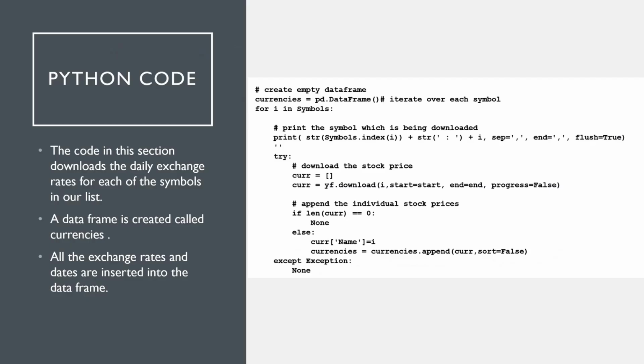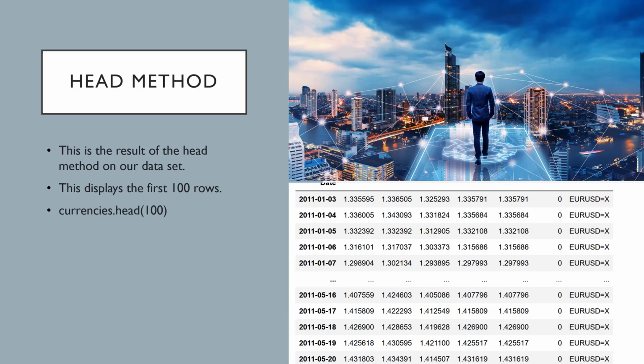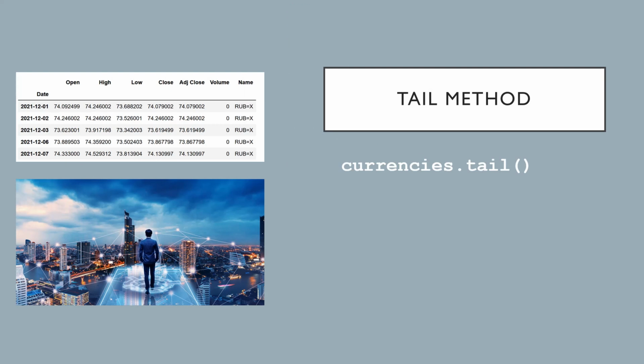This is the Python code that creates a data frame and inserts the exchange symbols, dates, and exchange rates for the entire time frame. Because it is a loop, each exchange symbol is appended to the data frame until all of the symbols and exchange rates have been accounted for. The head method facilitates listing the first rows. In this example, we pass the value 100 to the method, so the data frame dot head with 100 displays the first 100 rows in our currencies data frame. The tail method displays the last 5 rows of data by default. If a number like 10 is included in the parentheses, then it will display the last 10 rows.